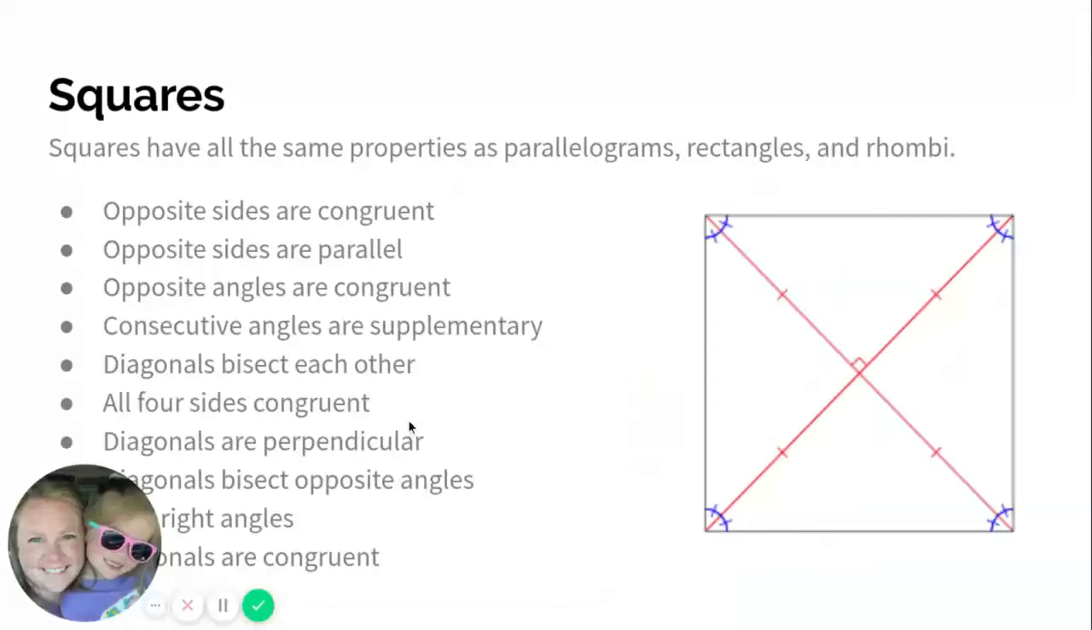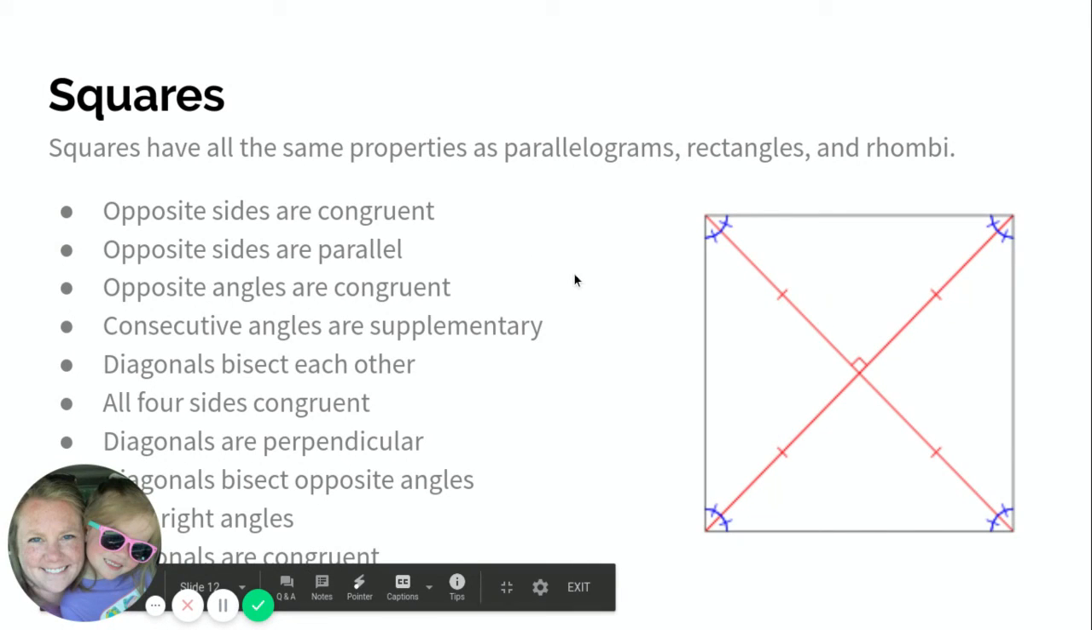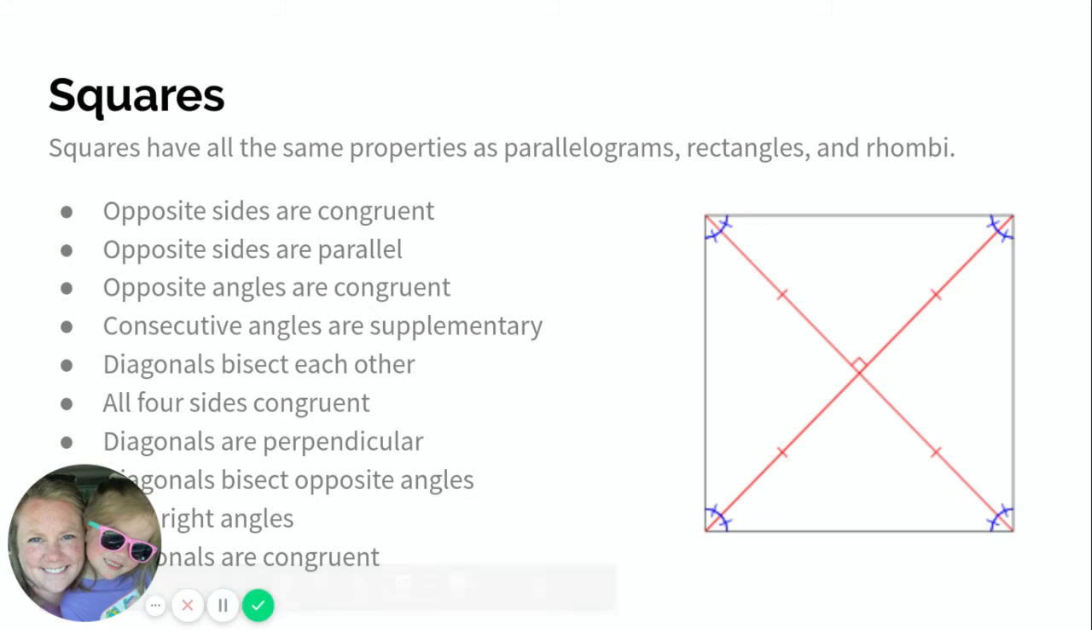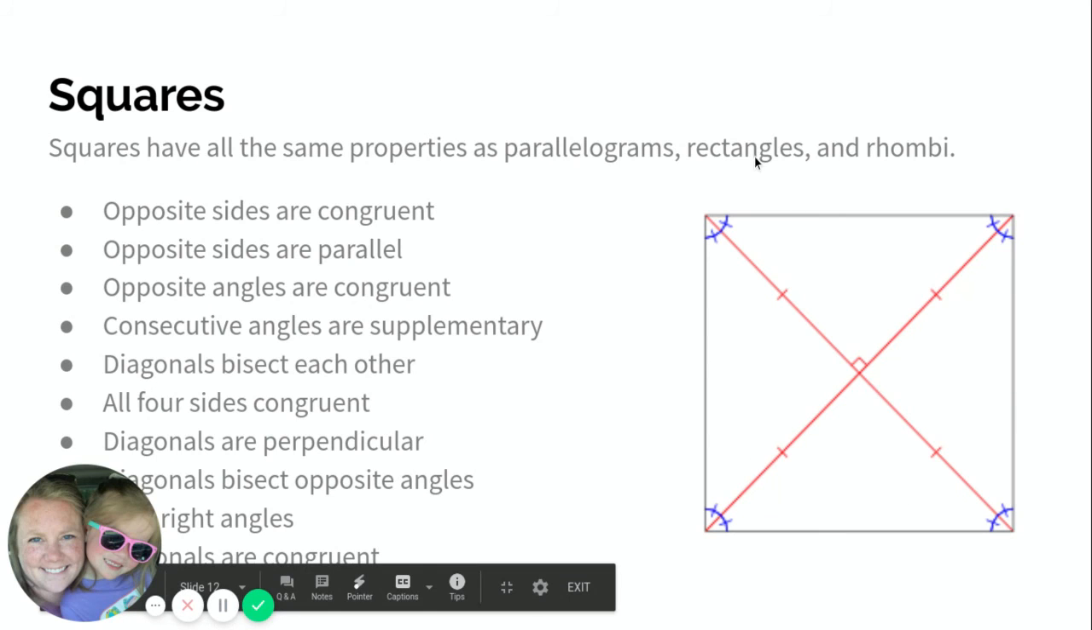All right, squares have all the same properties as the other three we just talked about. So parallelograms, rectangles, and rhombi. These are all the properties of squares. And I'm not going to read them to you. I know you can read, so you can pause and screenshot or whatever you need to do. But here's a picture of a square and all of the properties.